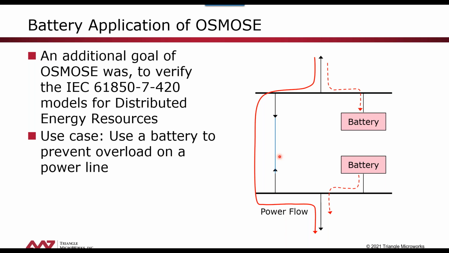The example I'm using is again from the OSMOSE project, an additional part of the OSMOSE project. The OSMOSE project as such deals a lot with storage systems. An additional part where we had worked was also related to verifying the concepts of 61850-7-420, which is a part of 61850 dealing with models for distributed energy resources. And the little use case that we have invented for that purpose is the usage of a storage system to basically prevent an overload of the line.